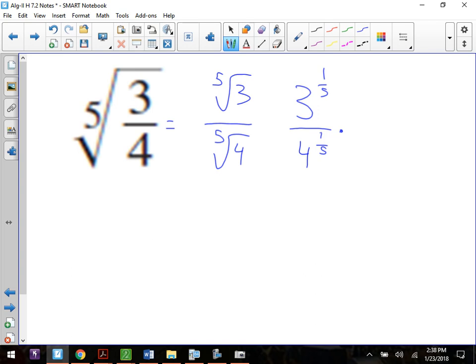I need to multiply that by some factor of 1 to get rid of the exponent of a fraction. So I need to make this a whole. How many more fifths do I need to make a whole? Four. Four gets you five.